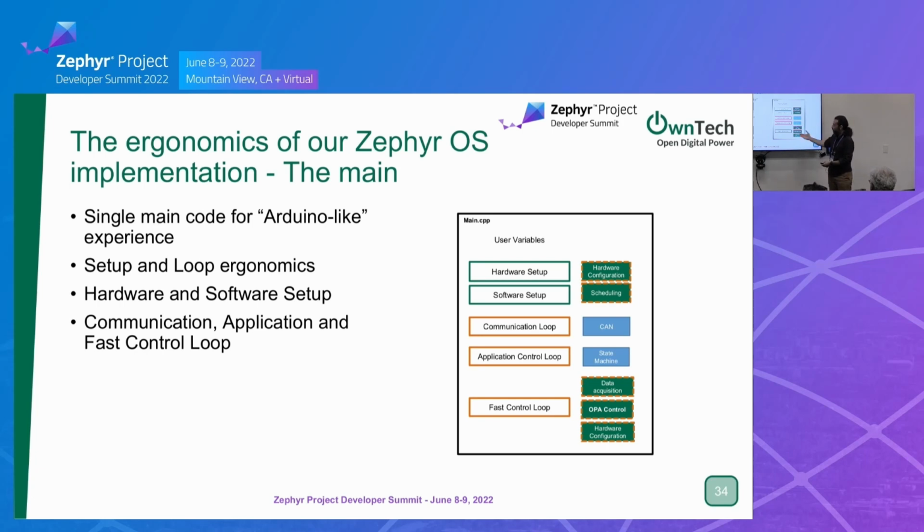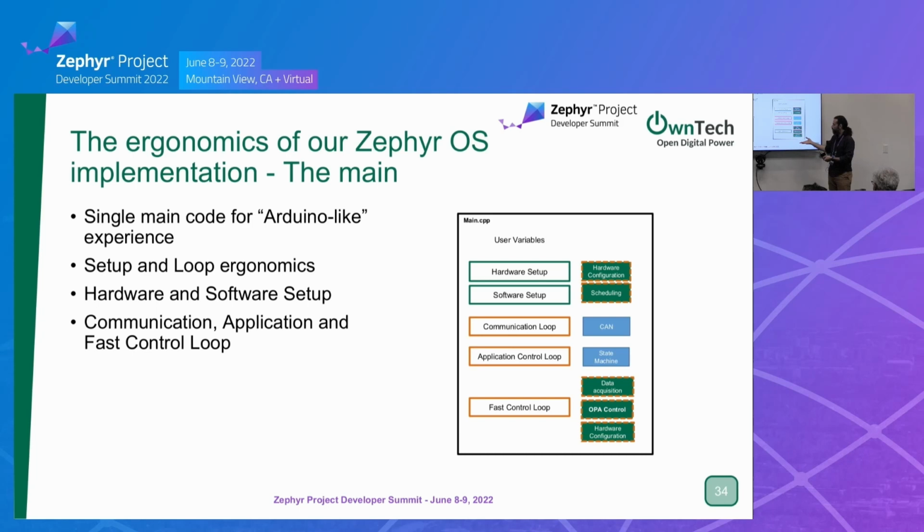And then we have the three loops: the communication, the application, and the fast control loop. The communication loop, I put the CAN there because we are using CAN, but that's where Zephyr starts to shine because you can do whatever you want. So it's a thread dedicated to communicate with the outside. For now, we have the CAN-based communication, but we also have the pinout that would allow us to go through Bluetooth, through UART, whatever. Then we have an application control loop. I just learned that we have a state machine application for Zephyr, and I was looking at it. We basically do a state machine, but we did it by hand with a switch case, and now I'm going to use the Zephyr application.